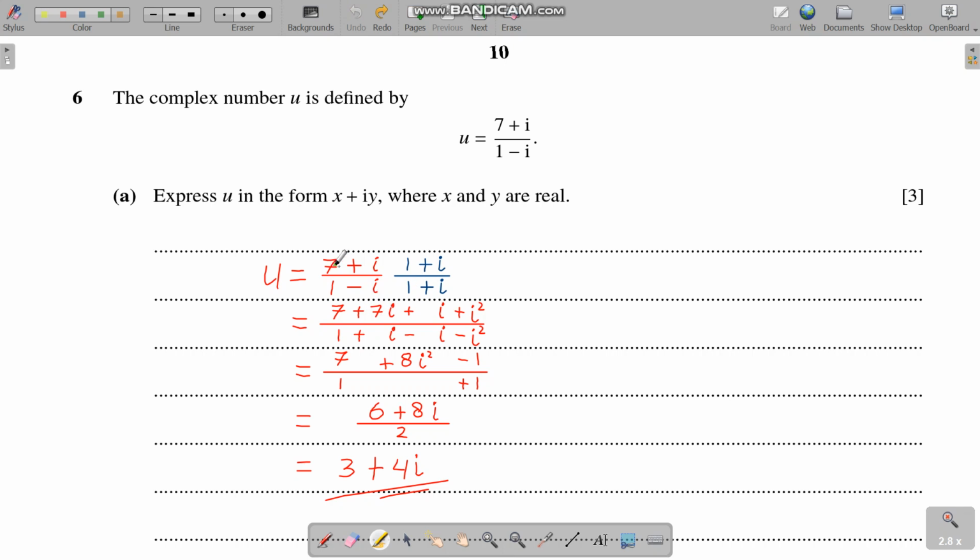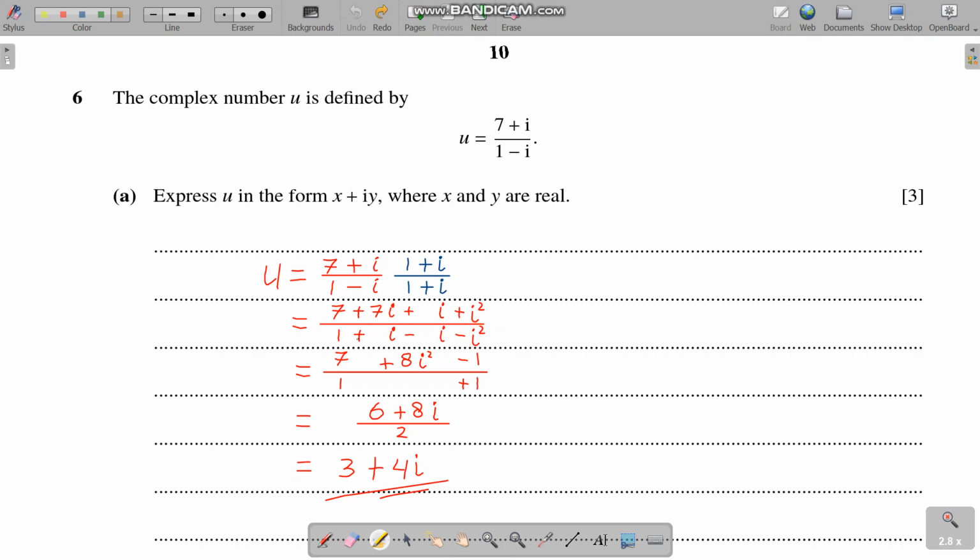So after we multiply, 7 times 1 we get 7, 7 times i is 7i, i times 1 is just i, and i times i is i squared. In the denominator, 1 times 1 is 1, 1 times i is i, minus i times 1 is minus i, and minus i times plus i is minus i squared. And remember that i squared is actually minus 1, so this is actually just minus 1. Again, i squared is minus 1, so minus minus 1 is plus 1.